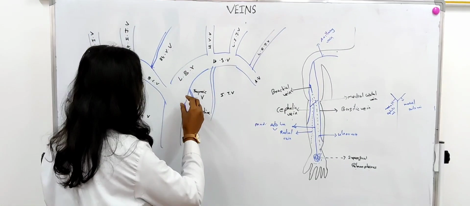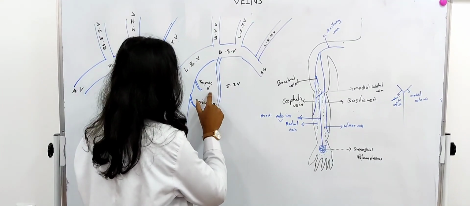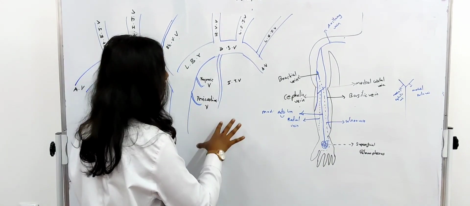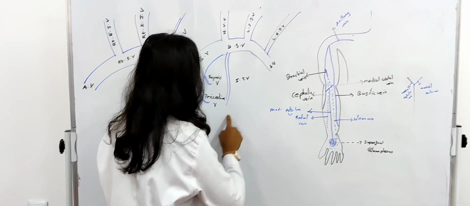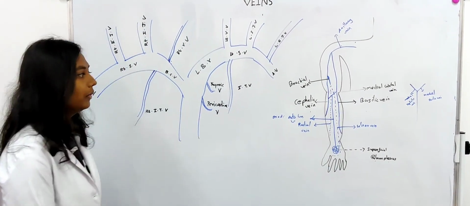From the brachiocephalic vein we have two tributaries, the thymic vein, which drains deoxygenated blood from the thymus, and the pericardial vein. And this is one branch which comes from the left subclavian vein, the internal thoracic vein.